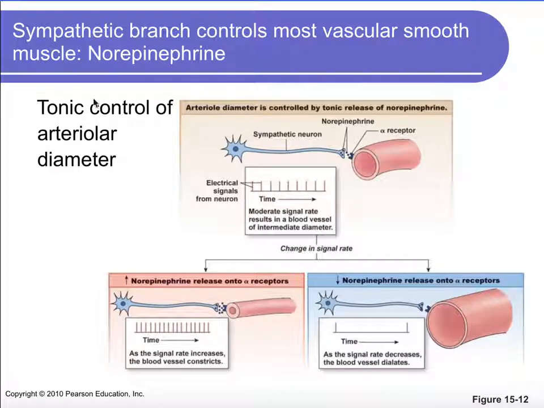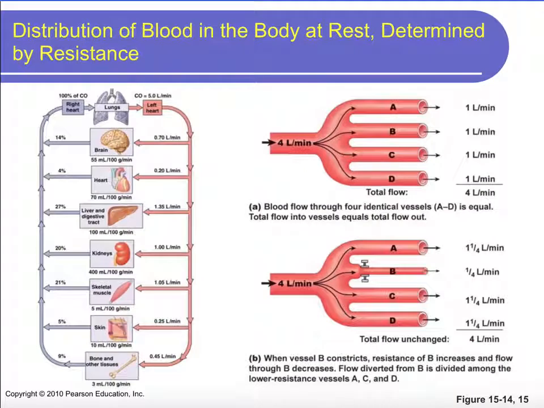This is an example of tonic control. And it's called tonic because the same neuron is able to do both. We'll vasoconstrict when we turn the neuron on, and we'll vasodilate when we turn the same neuron off. So the sympathetic controls our blood vessel diameter, not the parasympathetic.